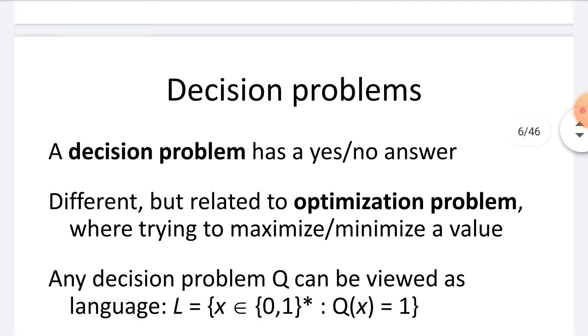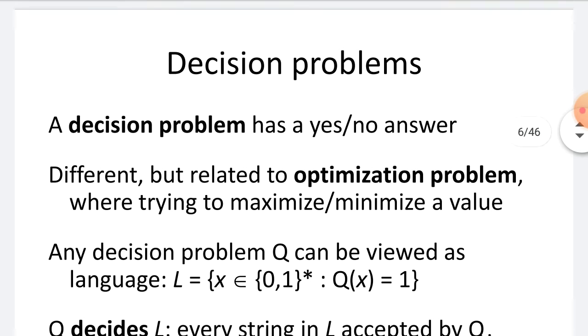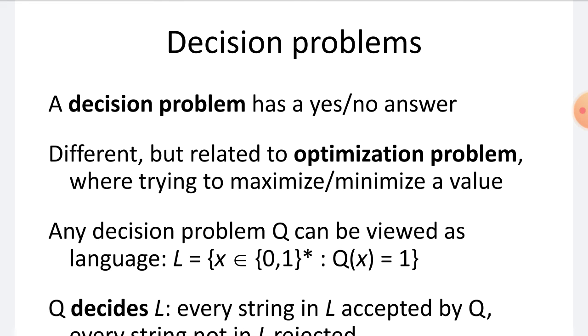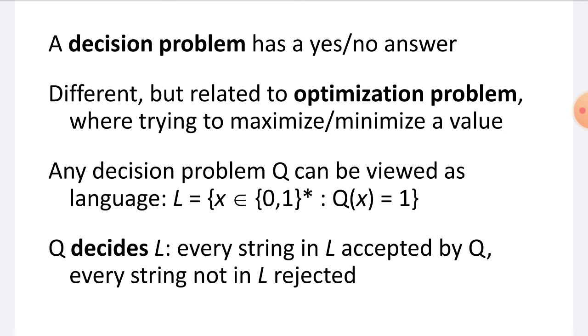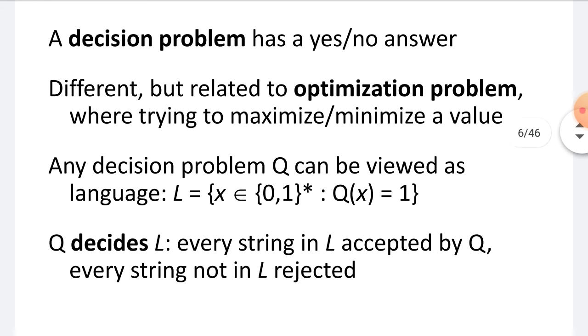Now, a decision problem has a yes or no answer, that is a true or false value. It is different from, but related to, an optimization problem, which tries to maximize or minimize a value. Any decision problem Q can be viewed as a language, that is L is equal to x belongs to 0, 1 star, all combinations, such that Q(x) is equal to 1. Q decides every string in L as accepted by Q, and every string not in L as rejected.